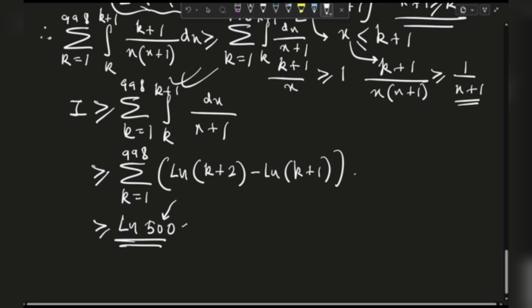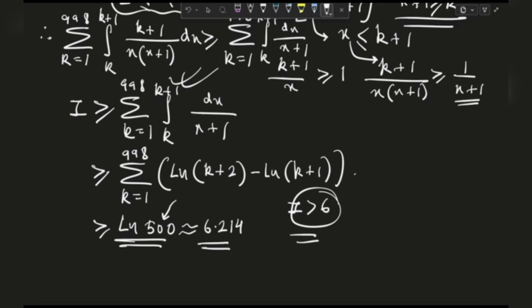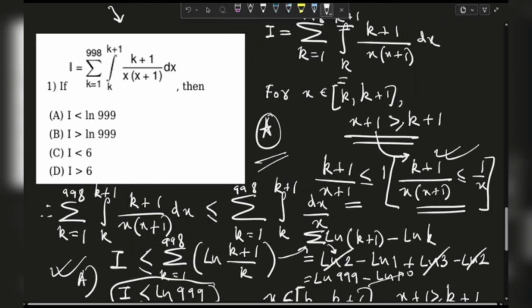So this thing roughly comes out to be 6.214. So basically I will be greater than or equal to 6.214, or because we have 6, I will be greater than 6. Let's look at which option that was. So yeah, I greater than 6 is present in our option D. So option A and option D will be correct for this particular question.